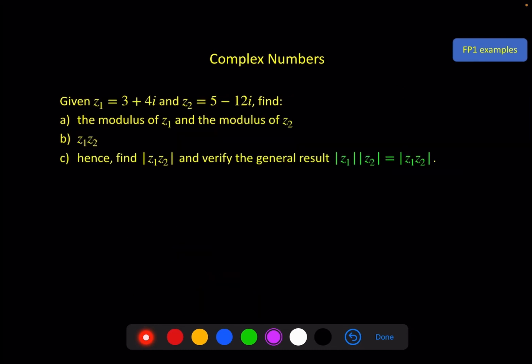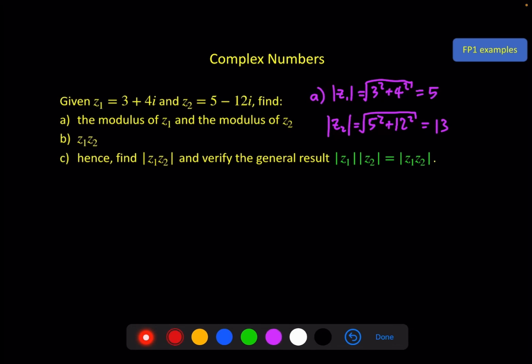Next we have a final example to verify a general result that is well worth remembering. Given z1 equals this and z2 equals this, find the modulus of z1, modulus of z2, z1 z2 as a complex number, and then verifying the result given. So the modulus of z1 is equal to 3 squared plus 4 squared, square rooted. Pythagorean triple gives us a 5. z2 is also a Pythagorean triple, which gives us a 13.